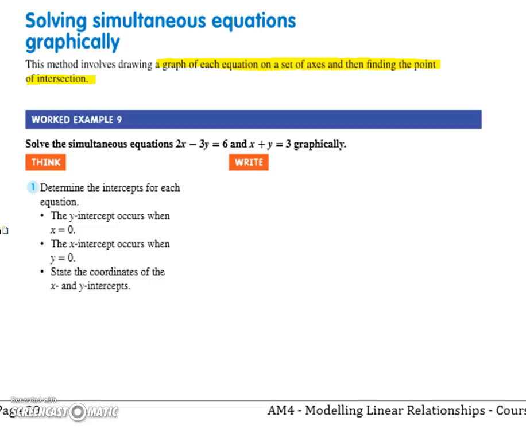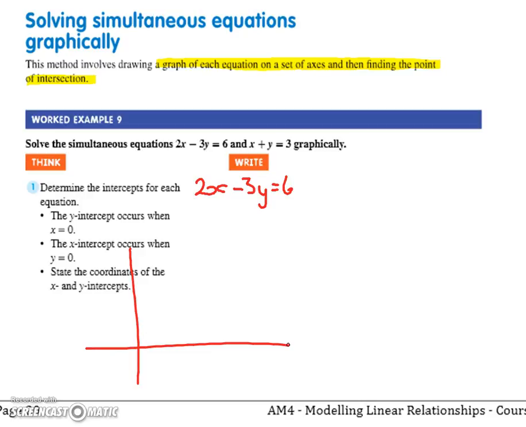Well, we've got the first equation: 2x minus 3y equals 6. So how are you going to graph that? What do we need to graph any line? We need points. How many points do we need?